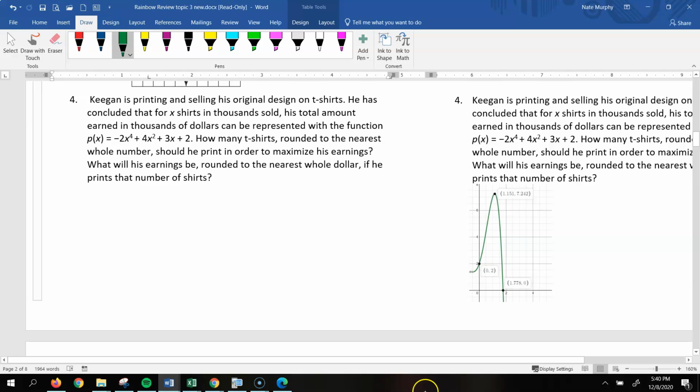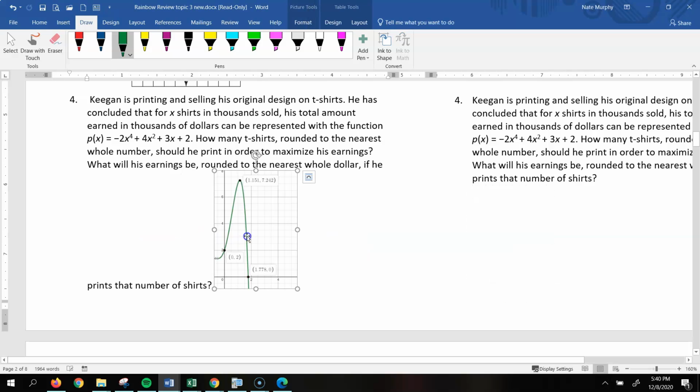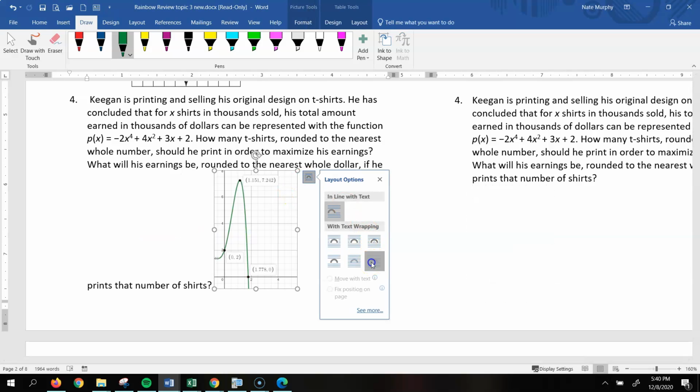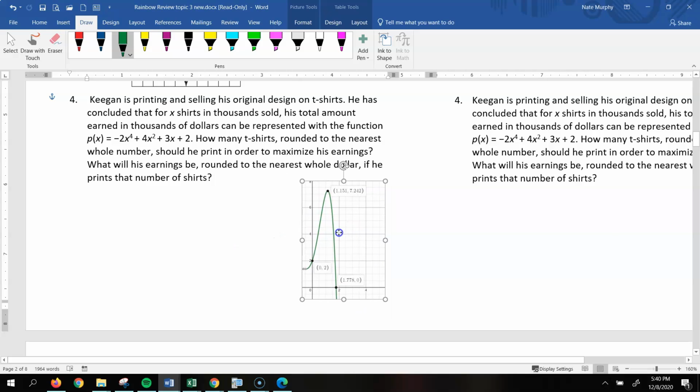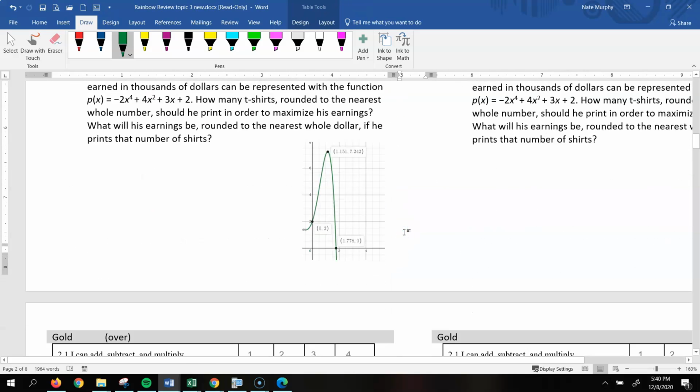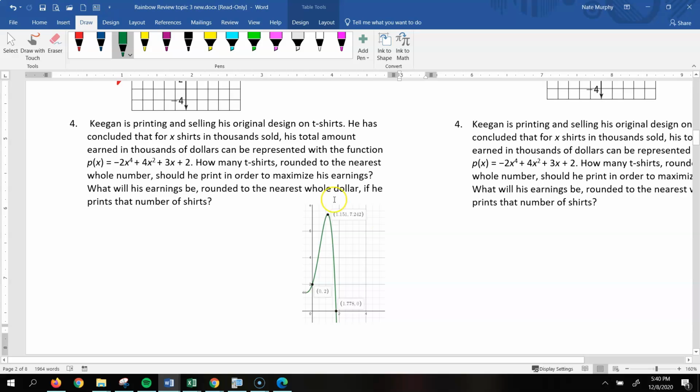All right, so for this one, if you noticed, if you printed it out, for one of them it gave you the graph, and for this one, it didn't. So you could have graphed this on your graphing calculator and gotten the same graph here, or we could give you the graph. So you want to be familiar with both ways.